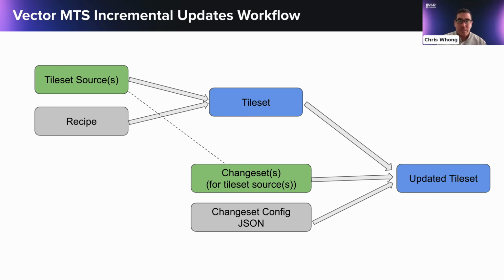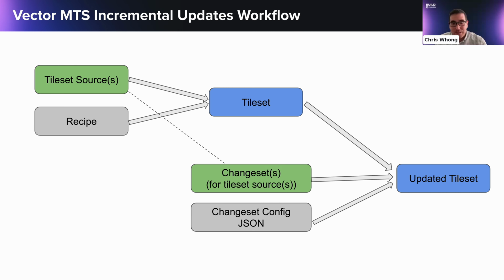And to help visualize that is this simple flow diagram. So up here we have the initial tile set creation, where we make a tile set source, combine that tile set source with a recipe, and out comes a tile set. Then if we want to do a change set, we do what's called a change set config JSON, which is basically a recipe. It's a very similar concept, and it tells it where the change set should go, and then that will lead to a new version of the tile set.